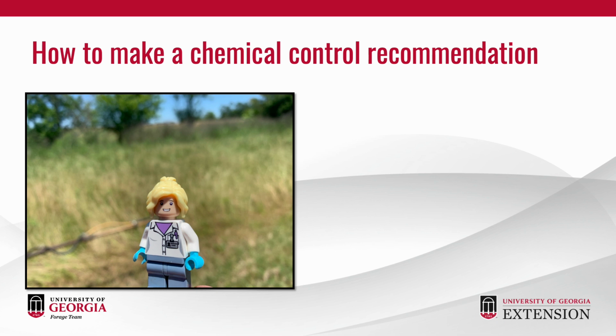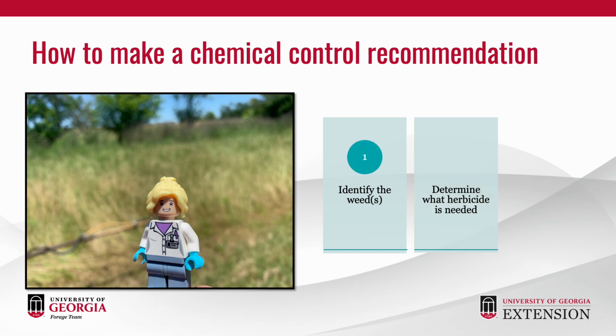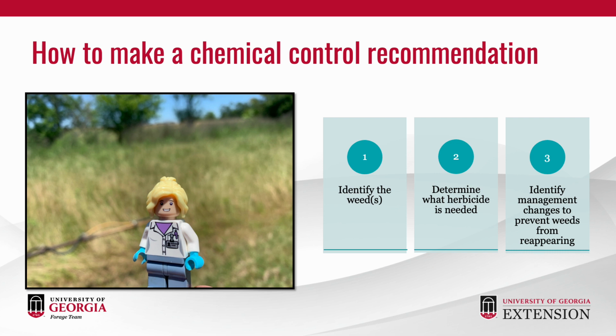So when we start to make our chemical control recommendations, step one is always go in and identify those weeds so that we know exactly what we're working with. After that, we want to determine what herbicide is needed. And again, we pull those from the UGA Pest Control Handbook. But then I really like to take it one step further to identify what management changes are needed to prevent the weeds from reappearing. Otherwise, we're going to be having the same conversation year after year after year. And that's not economical or sustainable in the grand scheme of forage management planning.